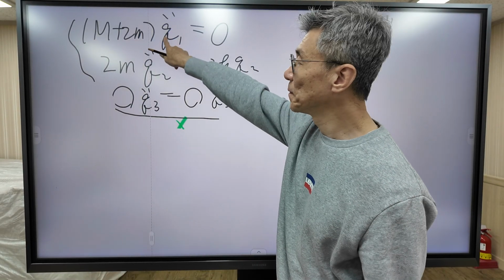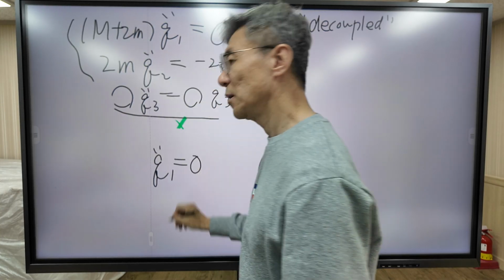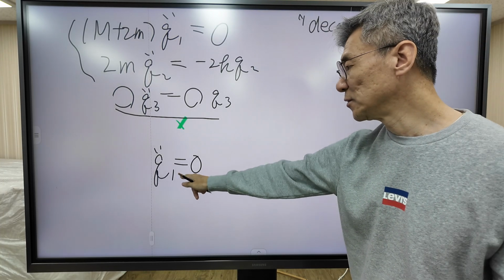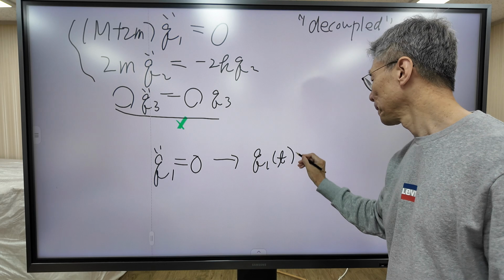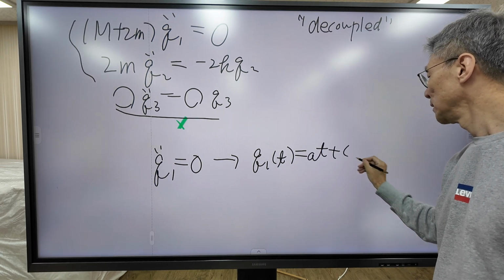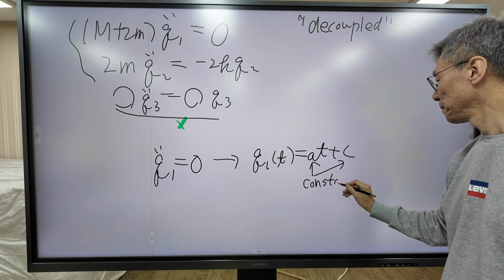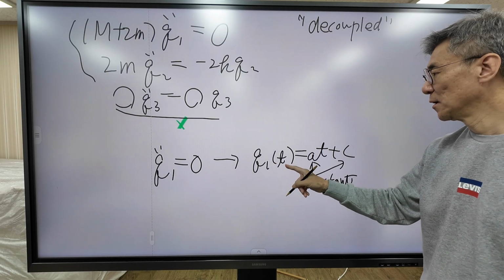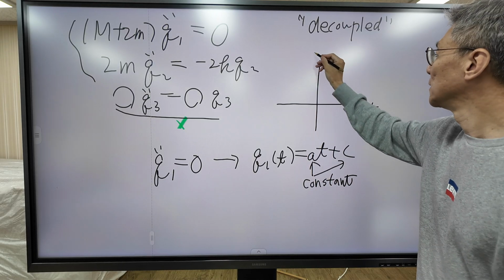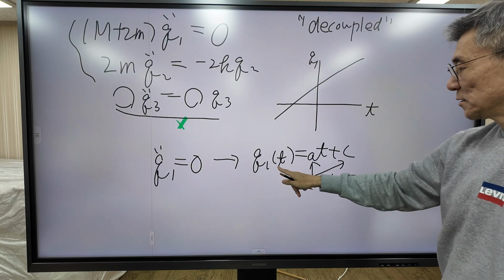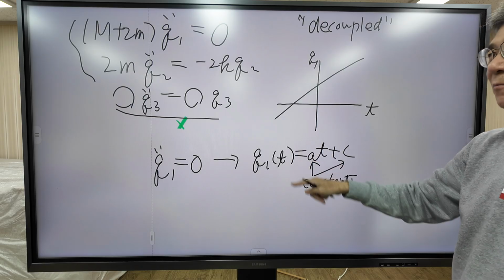Now solve the first equation. The first equation is Q1 double dot equals 0. Simple. The second derivative is 0. So the general solution for Q1 looks like this. This is a constant. So Q1 is a linear function of time. When you plot the graph, it looks like this. This is the first solution, the general solution of Q1, a linear function of time t.